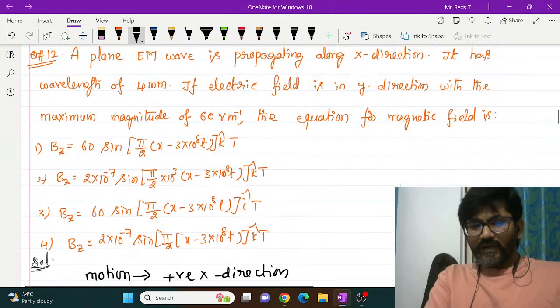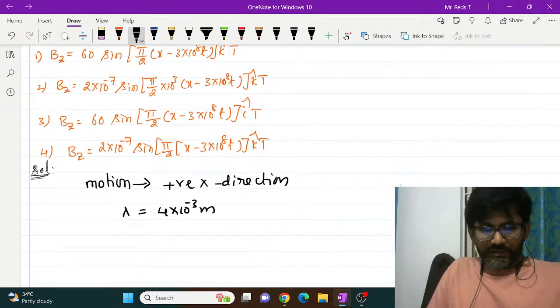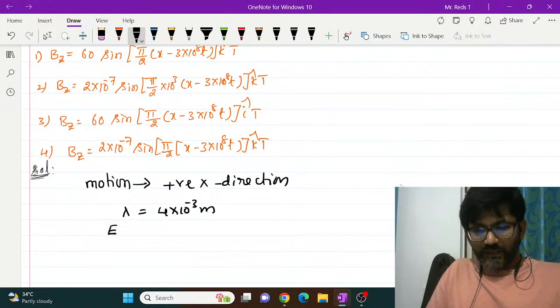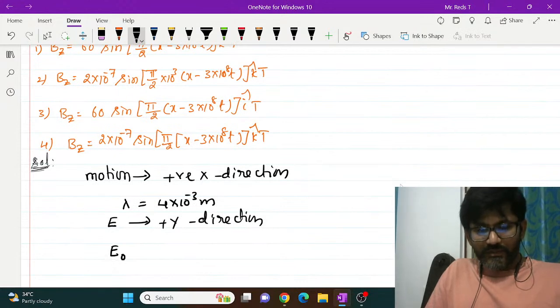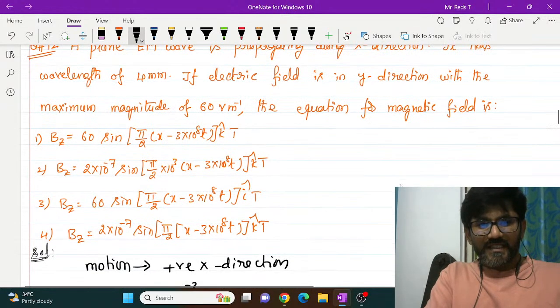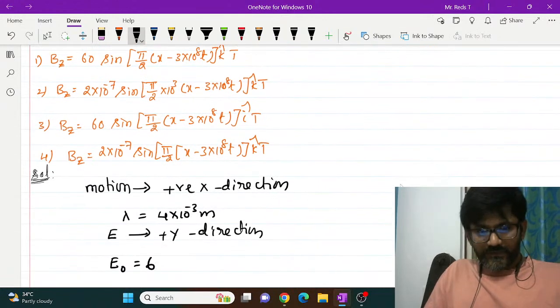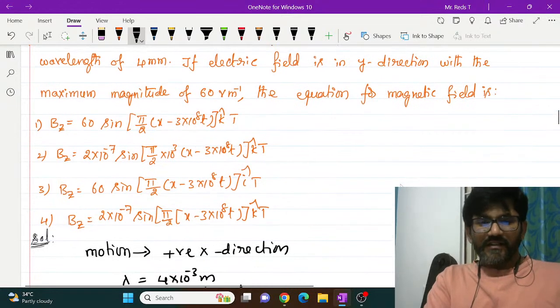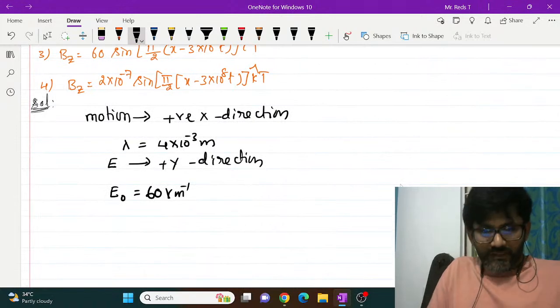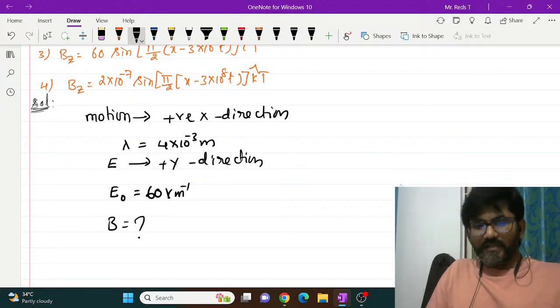If electric field is in y direction, electric field is in what direction? Electric field E is in y direction, means positive y direction, with a maximum value, means E naught is equal to 60 volt per meter. Then what is the equation for magnetic field B? That is the question.